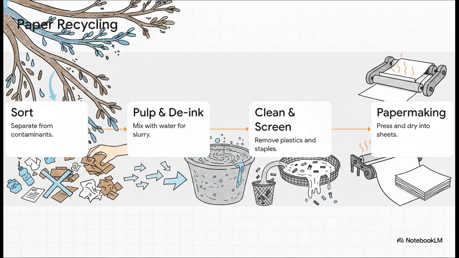It starts with sorting, then moves to pulping and de-inking, where the paper is broken down into a fibrous slurry. Next up is a rigorous screening to remove things like staples or plastics, and finally, the purified pulp is pressed and dried into brand new sheets of paper.